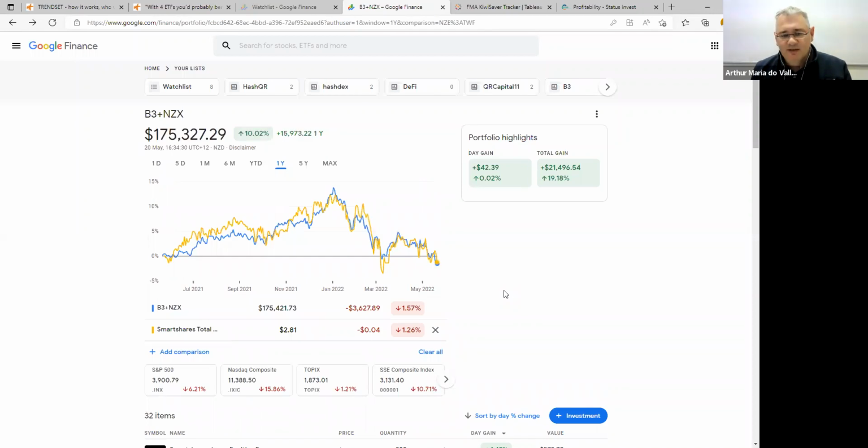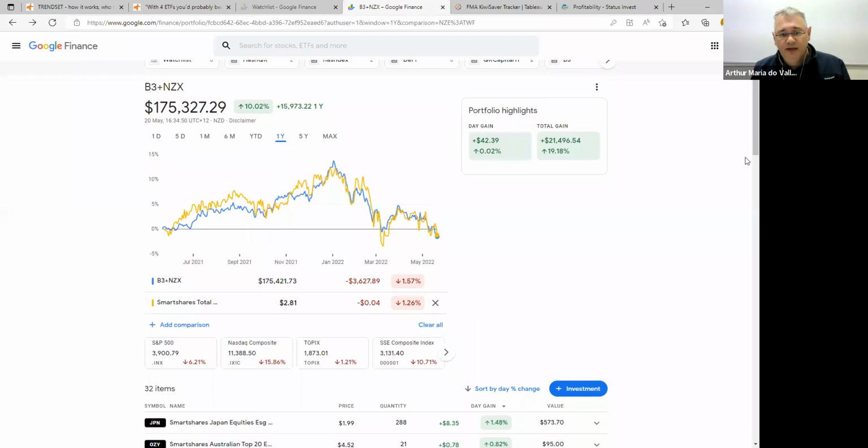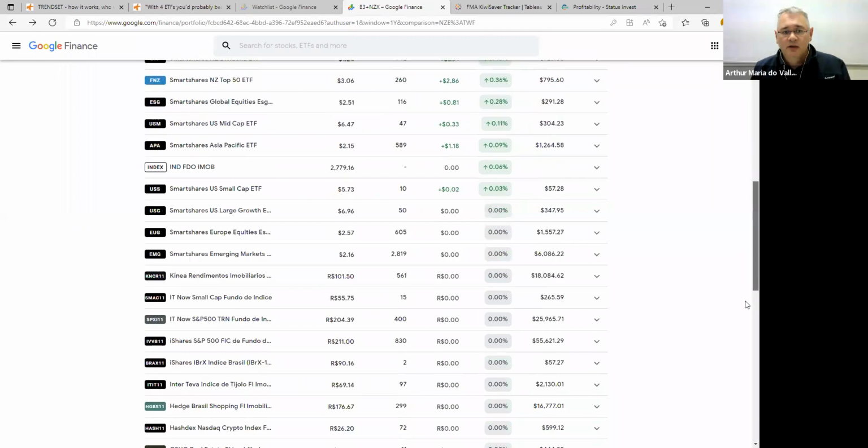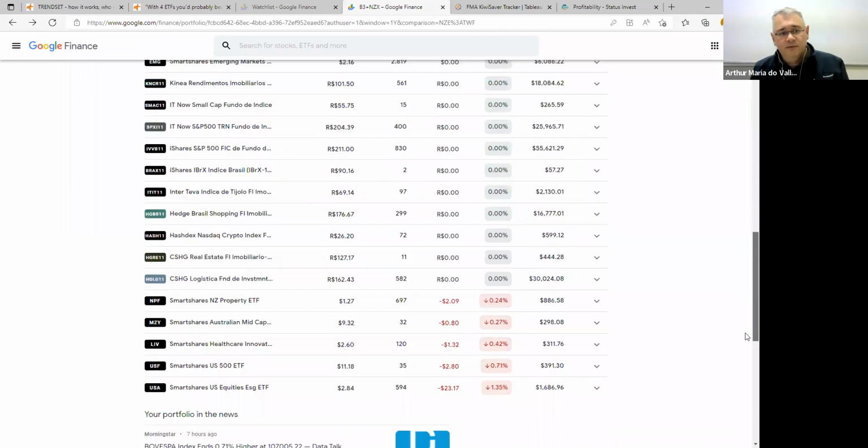You see, note something here. The blue line is my portfolio performance, and the yellow line is that index, okay? That single ETF. So in other words, if I could come back in time and just buy that one, I would be in the same position as I am today. But note how many ETFs I have over here and in Brazil. So see, I have all of these.